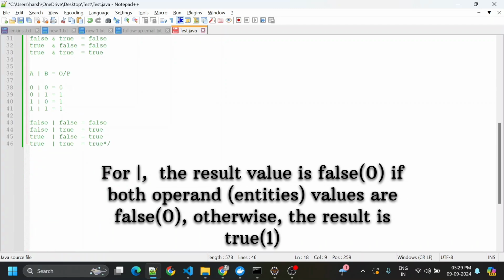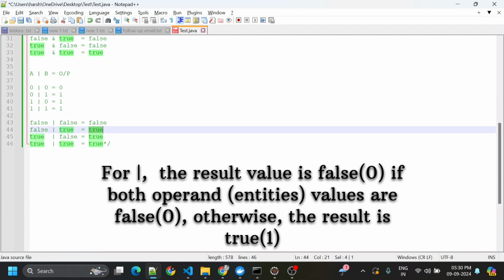And if we talk about OR, then it is opposite. Whenever there are two zeros, only then will we get 0 in our output. 0 or 0 is always 0. 0 or 1 equals 1. So when we have 1 in our input, we will get 1 in the OR case. 1 or 0 is 1, 1 or 1 is 1. Similarly with the false case: false or false is false. False or true is true.